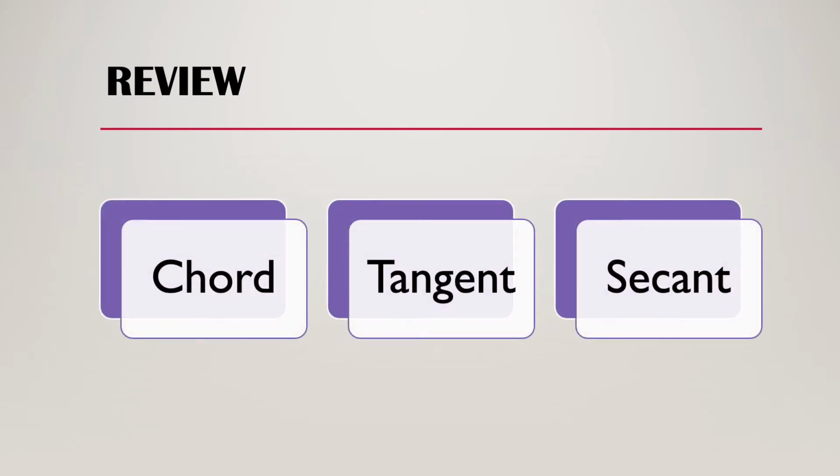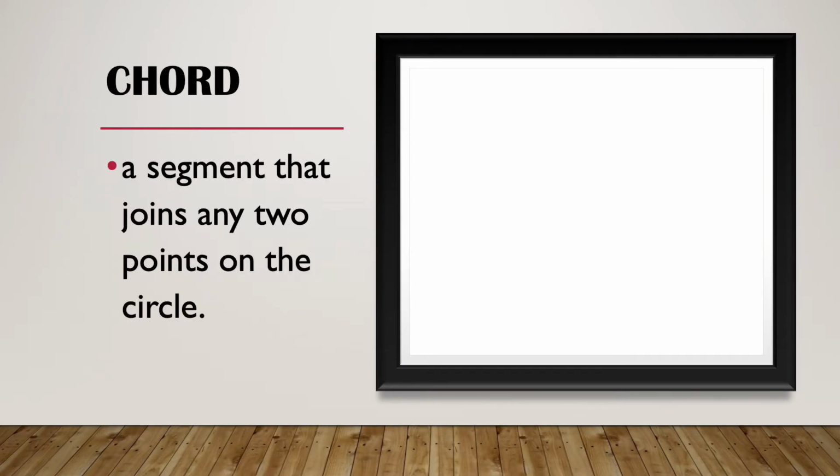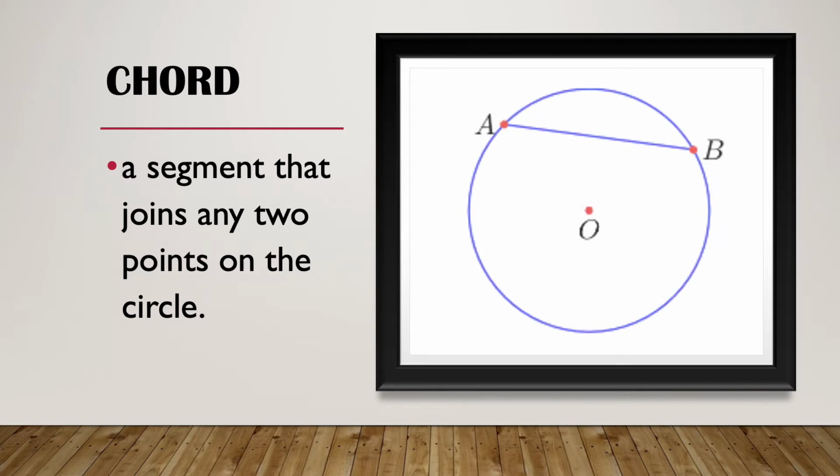We will have a quick review first of our last lesson. Let us define chord, tangent, and secant. Chord. Chord is a segment that joins any 2 points on the circle. Take a look at the figure. We have circle O. What is the chord? Chord AB. Correct.